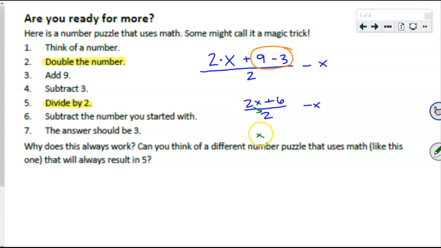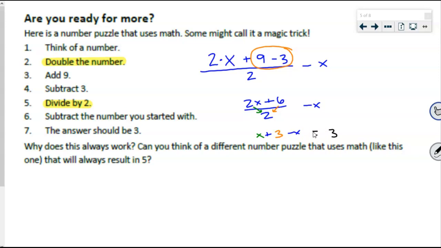2x divided by 2 is just going to be x. And what's 6 divided by 2? So if I have x plus 3 and then I subtract x, what are you going to be left with every single time? So that's exactly right. We disguised it by doing a few other extra things. We doubled, we did some things, we divided, but I disguised it in there, but it is in there. So this x and this minus x are always going to undo each other, leaving us with always just a 3. Kind of cool, right?